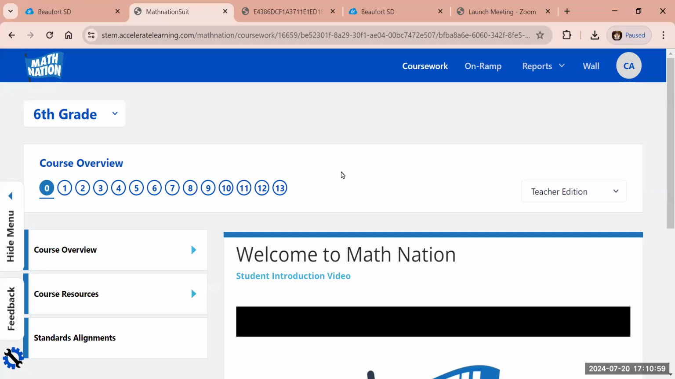We have been using iExcel, Khan Academy, Kahoot, iReady. We use lots of apps, okay? So this year we'll be using the Math Nation. So I just want to take some few minutes to take you through it. Let's learn together. So again, the Math Nation, it's an app that would help you to teach mathematics.